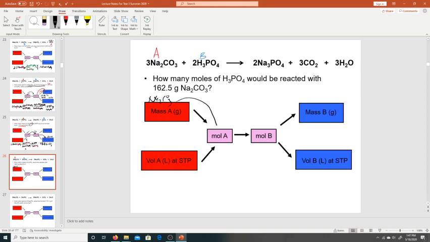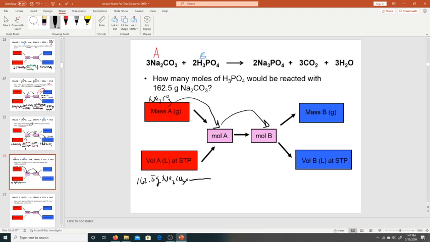So now we're starting off with grams of sodium carbonate. We're going to find moles of sodium carbonate, then find moles of my B, my phosphoric acid, and that's where we're going to stop. Once I find moles, I do not need any of this other stuff. So 162.5 grams Na2CO3. Now we have to check the periodic table and find the molecular weight of sodium carbonate.